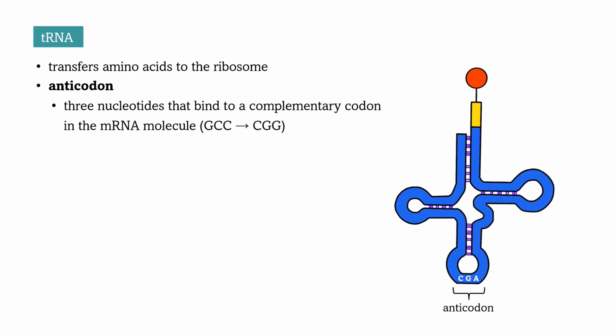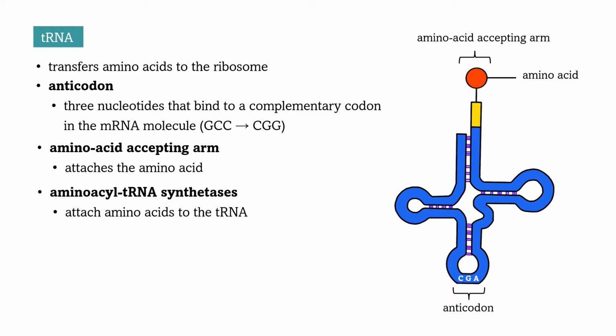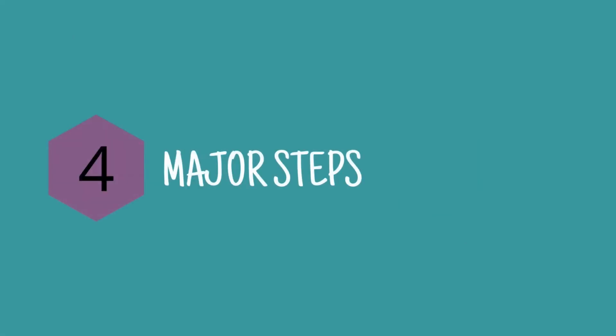The second one is the amino-acid-accepting arm, where the amino acid gets attached to the tRNA. The attachment of the amino acid to the tRNA depends on enzymes called amino-acyl-tRNA-synthetases. There is a different synthetase enzyme for each amino acid. Each synthetase recognizes a particular amino acid, as well as all the tRNAs that accept that amino acid. Now that we understand all that, we are ready to take a look at the major steps of translation.